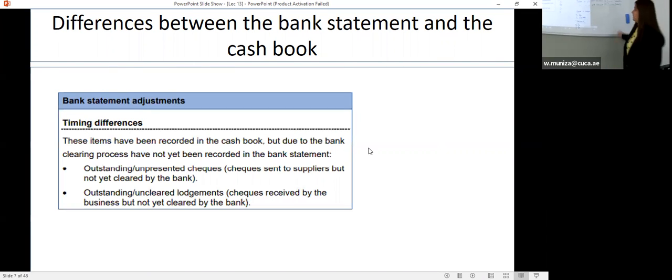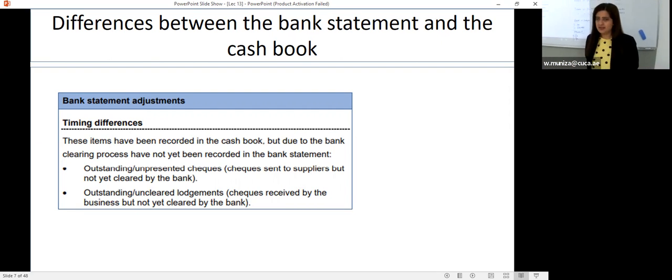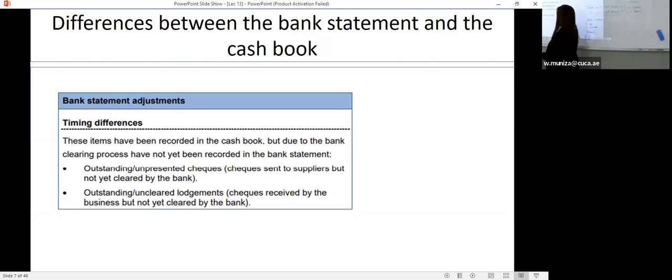Okay, now students, the second type of differences which can arise are timing differences. As I told you, timing differences are those things which have been recorded in your cash book, but not in the bank statement. So these items have been recorded in the cash book, but due to the bank clearing process have not yet been recorded in the bank statement. And these can be of two categories. In the exam also, you are going to get only these two in regard to timing differences.